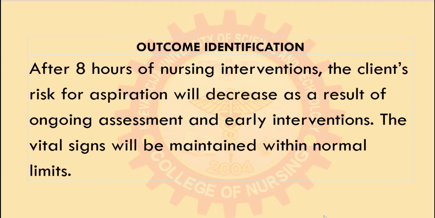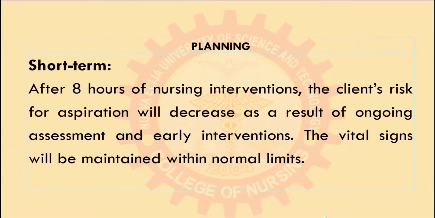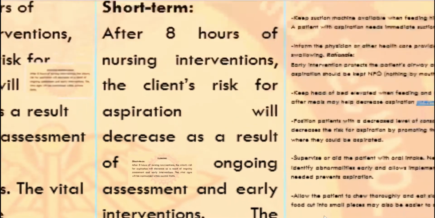The vital signs will be maintained within normal limits. For planning, short term, after 8 hours of nursing interventions, the client's risk for aspiration will decrease as a result of ongoing assessment and early interventions. The vital signs will be maintained within normal limits.